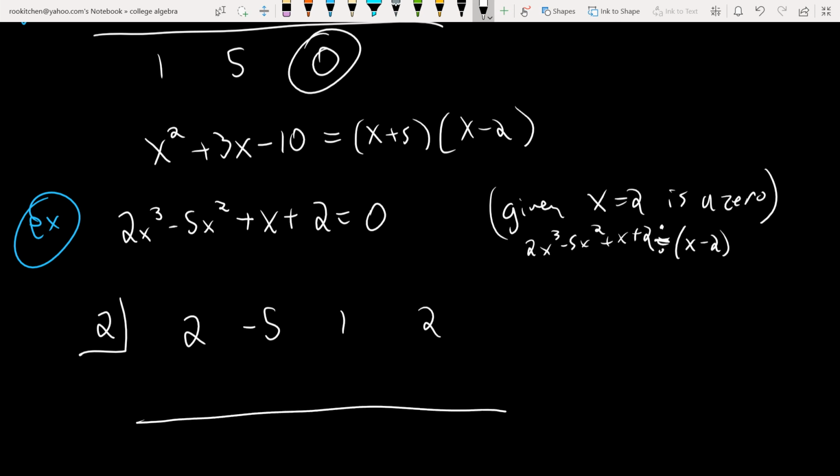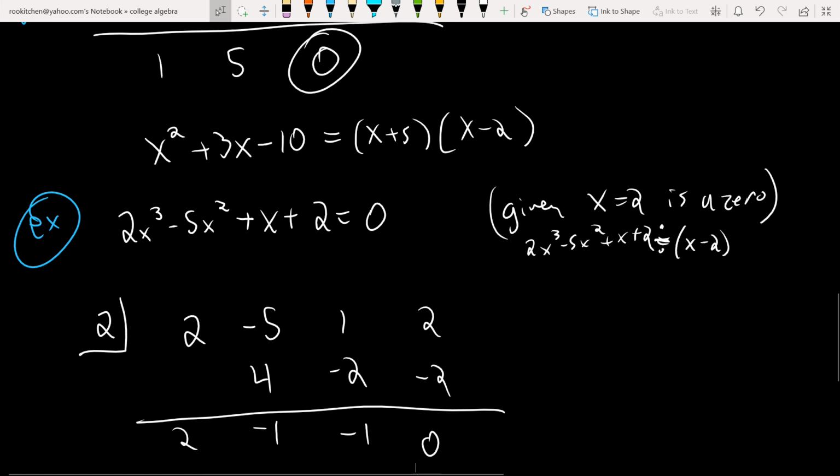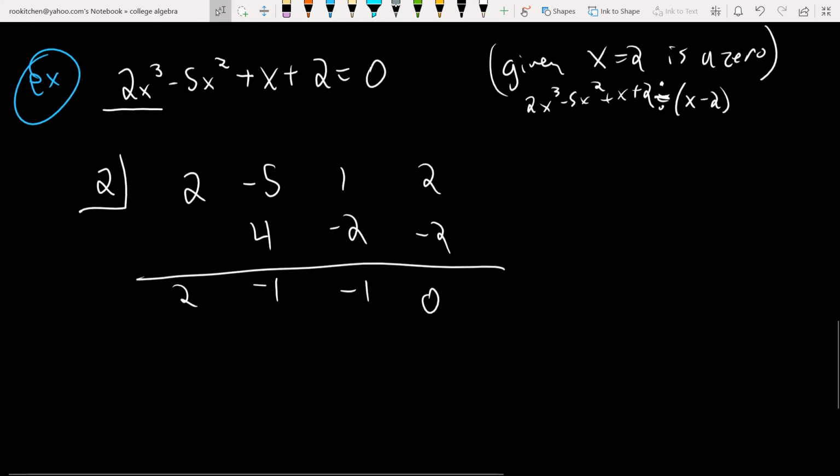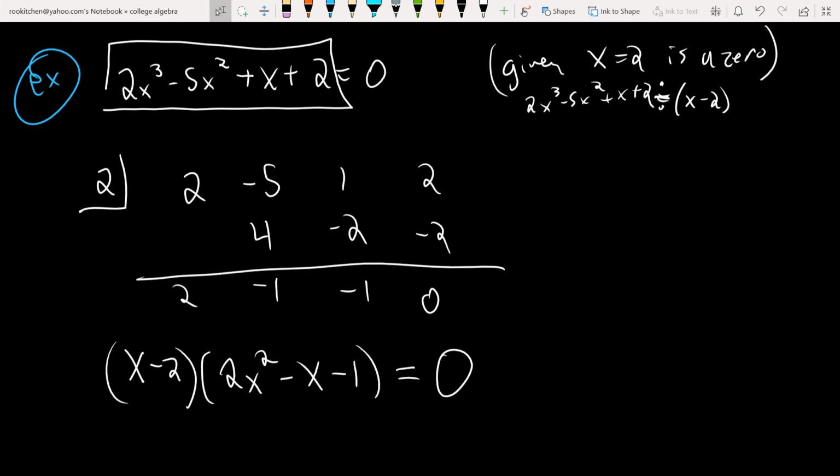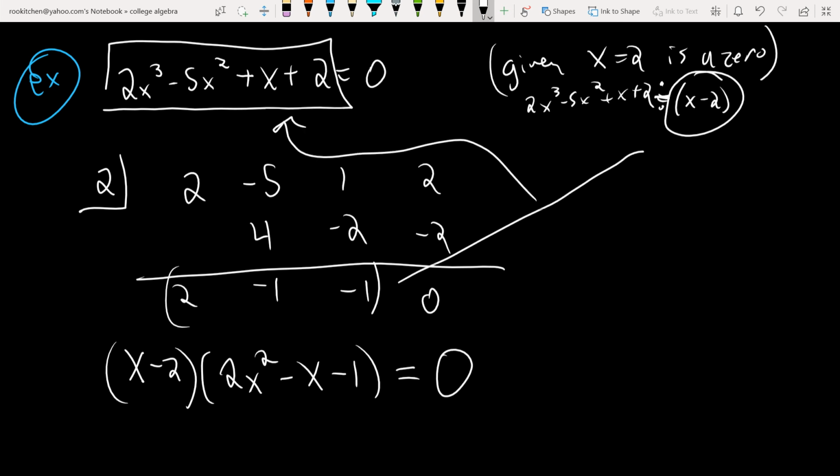Okay. Bring down the 2. 2 times 2 is 4. 4 plus negative 5, negative 1. This will be negative 2. This will be negative 1. Negative 2, and of course that's 0. Okay. So what does that tell us? That tells us that this polynomial up at the top of the screen now can be broken down into x minus 2 times 2x squared minus x minus 1. Okay. And then that will equal 0. So I'm just taking this term here times this term here. That times that should give you this right here.